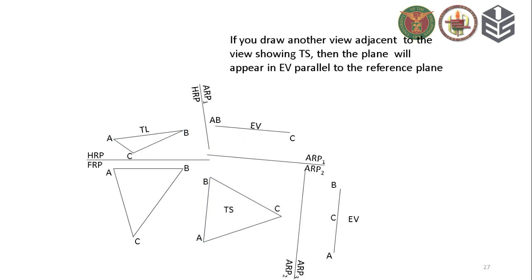If you draw a reference plane adjacent to the view showing the TS of the plane, the projected plane will be in EV that is parallel to the reference plane. In our example, if we add this reference plane adjacent to this true shape, the resulting view will give an edge view parallel to that reference plane.